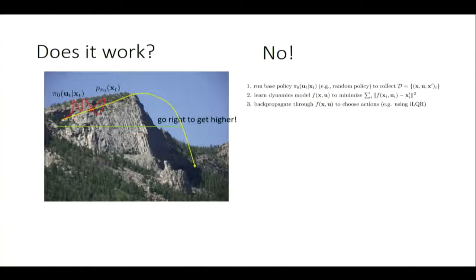So the problem is that when we run that base policy, we observe states from p pi 0 of x. So that's the state distribution of our base policy. And when we then use that data to train a model and then optimize for a sequence of actions under that model, and then we run those actions, we get states from a different distribution. Let's call it p pi f of x, where pi f is the policy we get using the dynamics f.